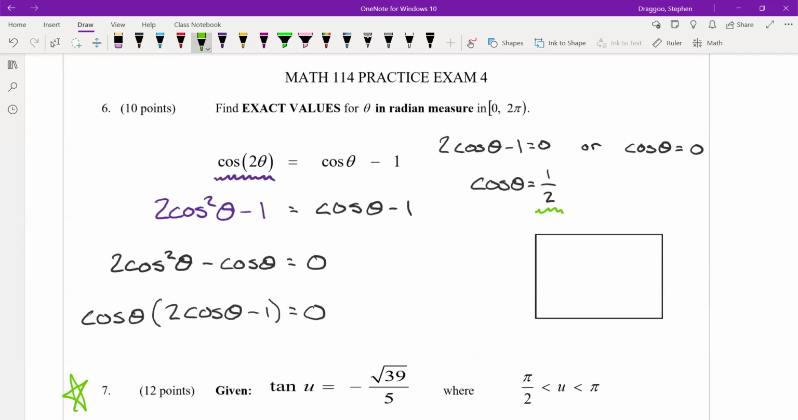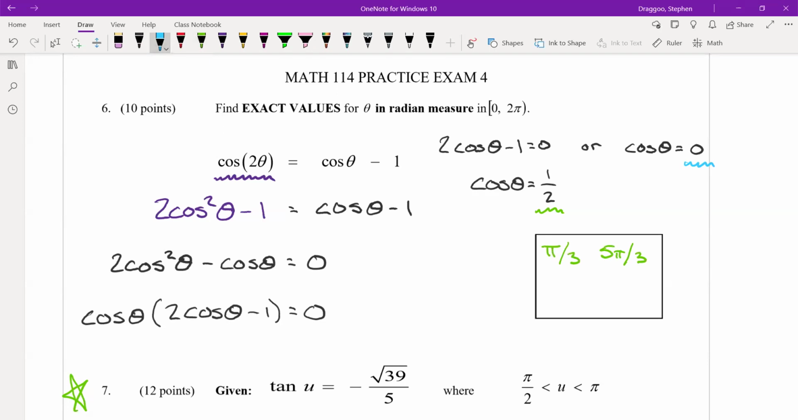So 2 options for cosine, and I need to pick out all of the angles that work for those 2. So from cosine theta equals 1/2, I know that happens at 2 locations on the unit circle. We switch back over to green. First one's at pi over 3, because it's in the first quadrant where cosine's positive. The other one will be 5 pi over 3 from quadrant 4, where cosine's positive again.